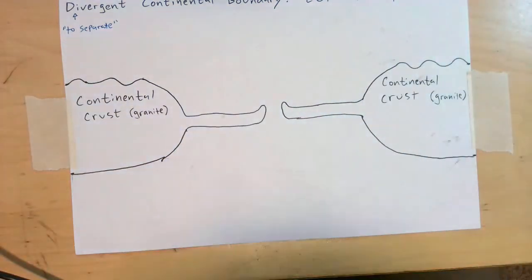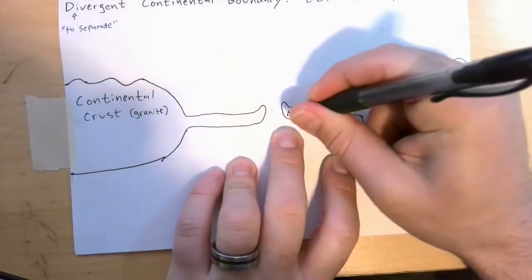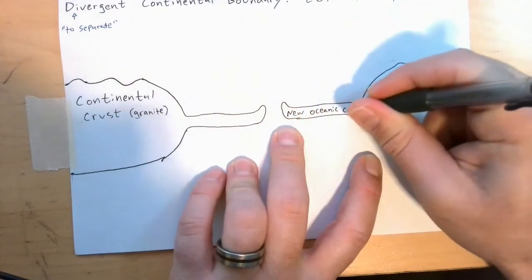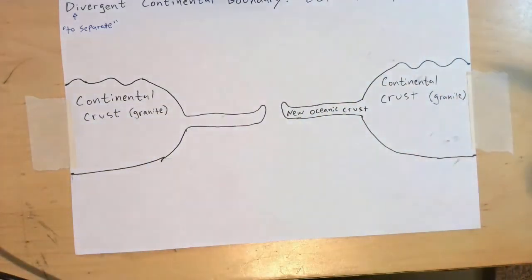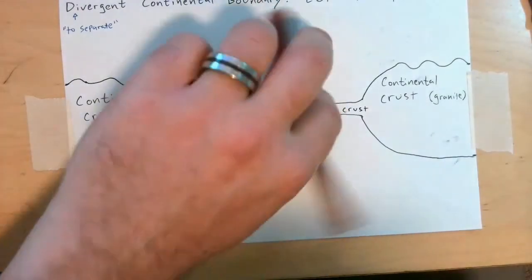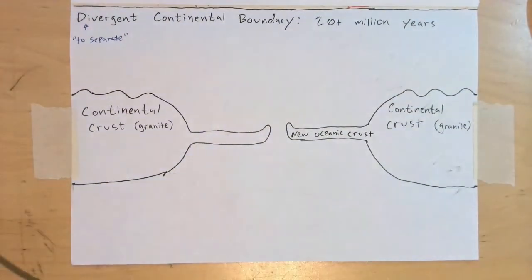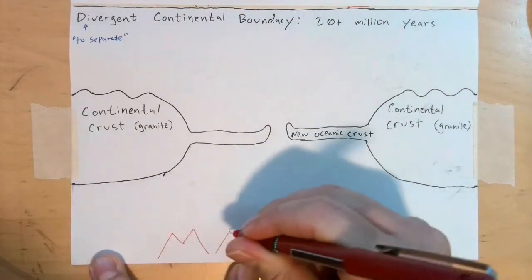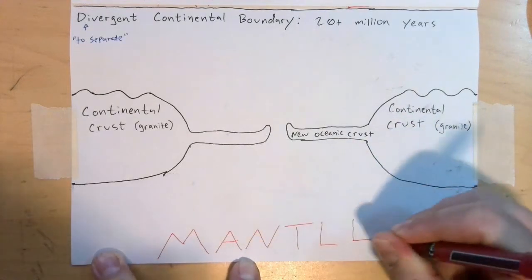So more labeling is important. This right here is brand new, beautiful, new oceanic crust. And this is forming because of the mantle action. Let's go ahead and label the mantle. Switching to red. I'm going to label the mantle down below. It's huge, so I use big, bold letters. It's hot, so I use red.